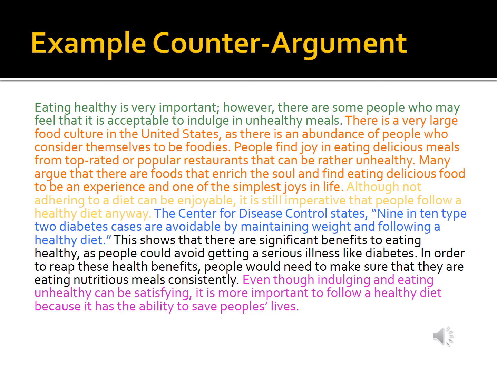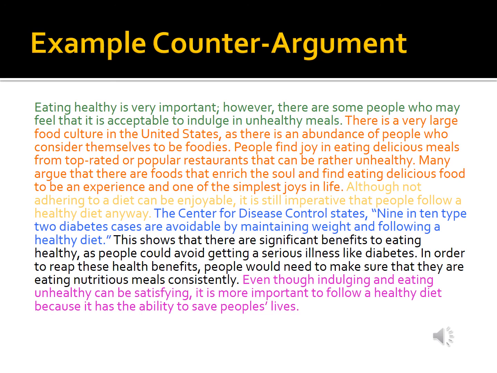Then it acknowledges the other side by saying, however, there are some people who may feel that it is acceptable to indulge in unhealthy meals. You want to have a topic sentence that addresses both sides so that your reader knows that in that paragraph, you're going to be addressing both sides as well. Now, in red, you're going to see that that's the actual counter, where you're giving that background information over the other side, where you are acknowledging that you know about the other side and that you are recognizing its importance.